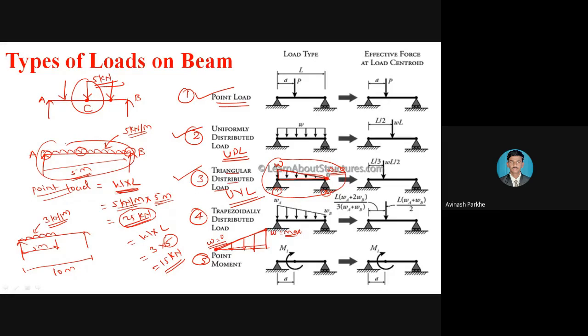Okay, and how to convert that particular UVL into the point load? जसं UDL आपण point load मध्ये convert केलं, UDL is equal to W into L. Similarly, UVL also we have to convert into the point load, and you will get that value. Point load is equal to WL divided by 2. What does that WL divided by 2 indicate?